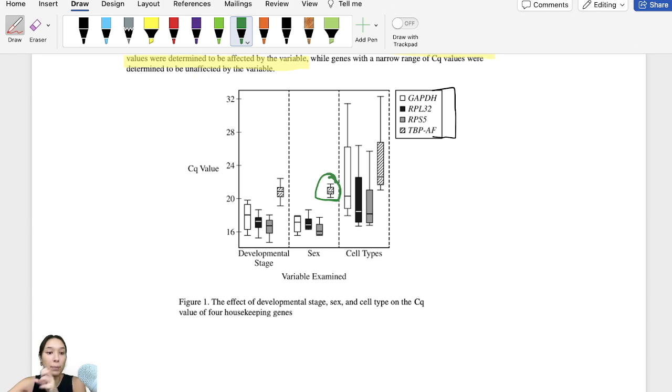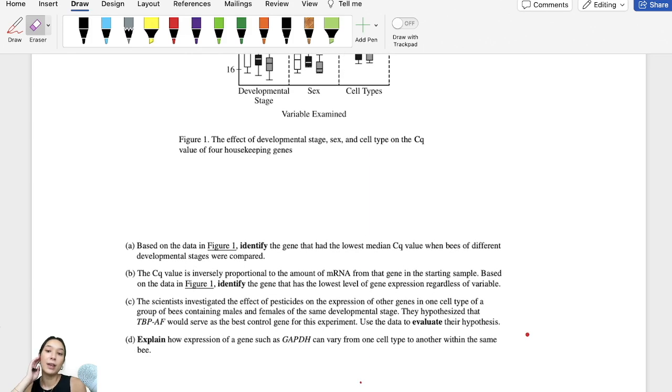So the smaller the box, the more constant the data, okay? If there is a wide range of data, that means that you are getting data that is really high values, really low values, and then again, that line is going to be the median. So A is asking, based on figure 1, identify the gene that has the lowest median CQ values when the bees of different developmental stages were compared.